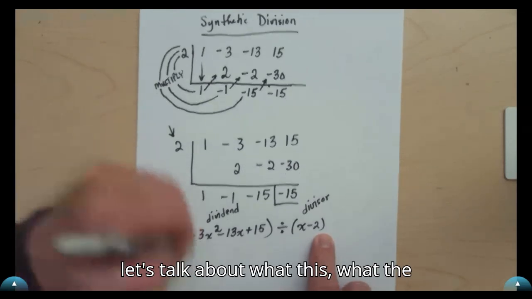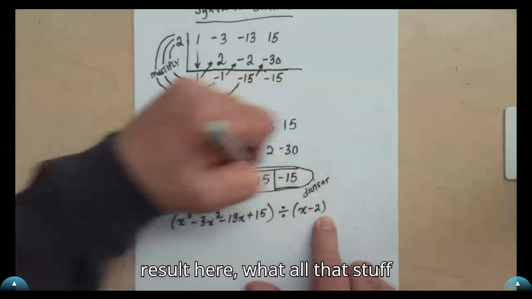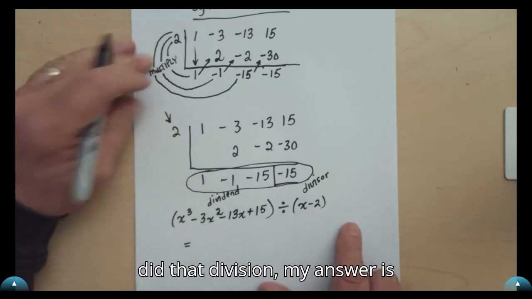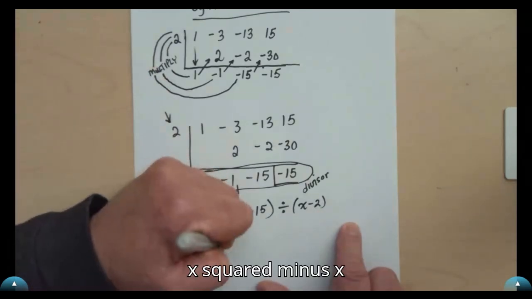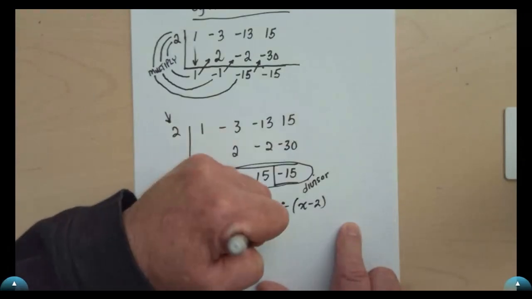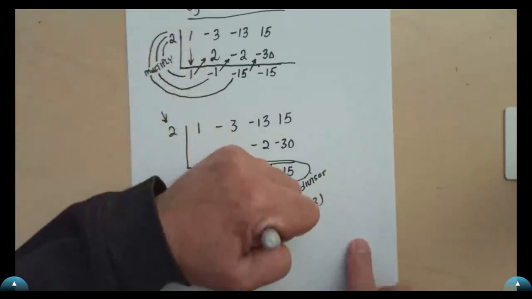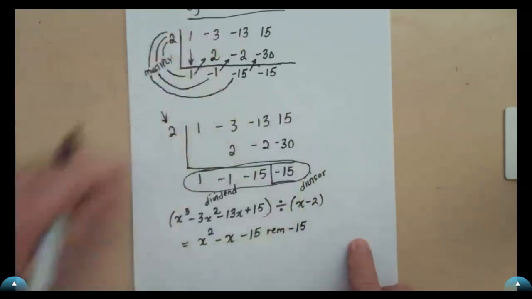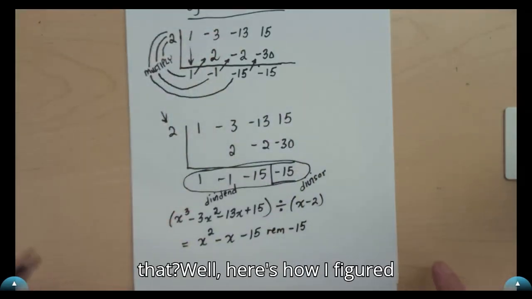So now let's talk about what the result here, what all that stuff means. It means that when I did that division, my answer is x squared minus x minus 15 with a remainder of negative 15. So first of all, how do I know all that?